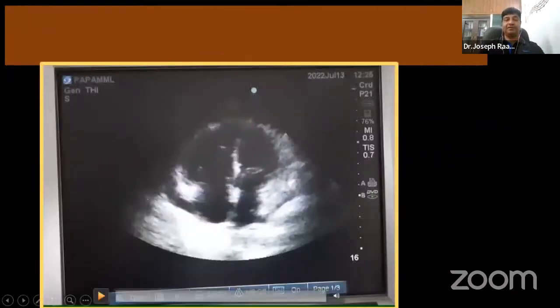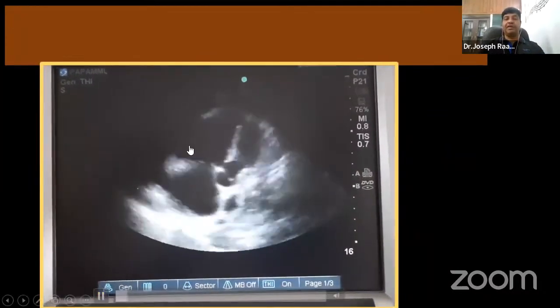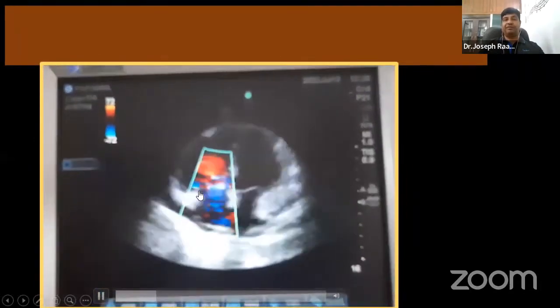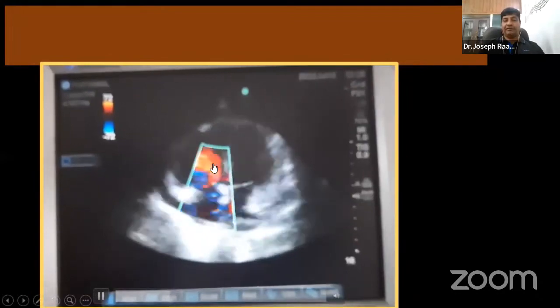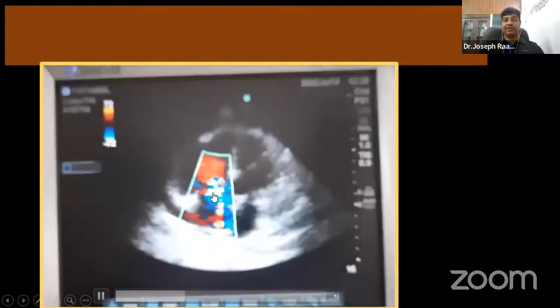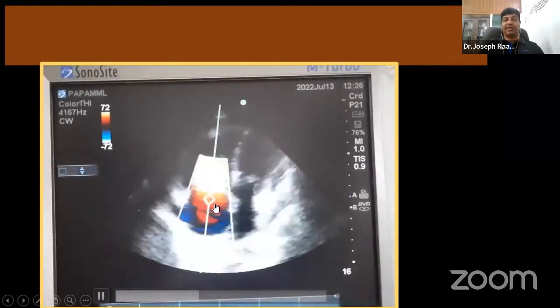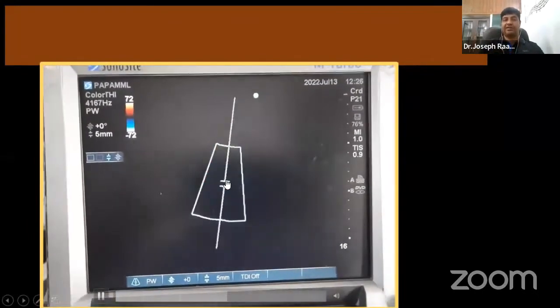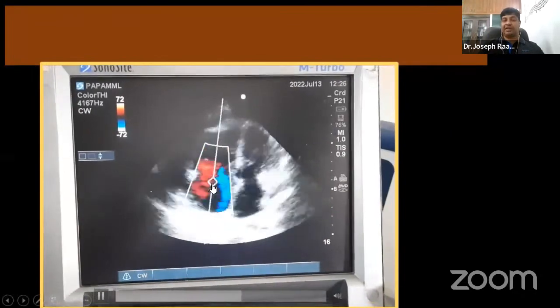Let me show this. So we know that in this image the right ventricle is enlarged compared to the left ventricle. So we know that there is a problem on the right ventricular side. Now we want to analyze the right ventricular systolic pressure. This is the tricuspid jet. If that equal sign is there, that is your pulse wave Doppler. If it is the diamond shape, it's a continuous Doppler.